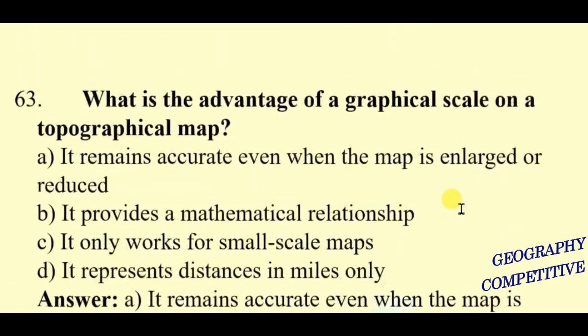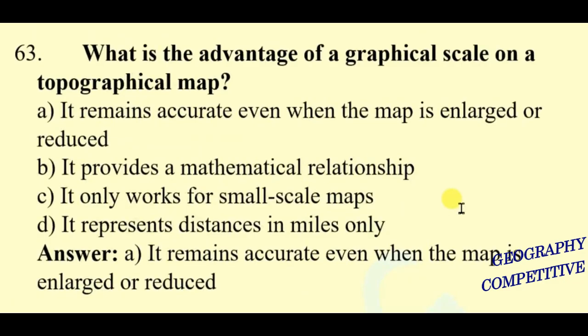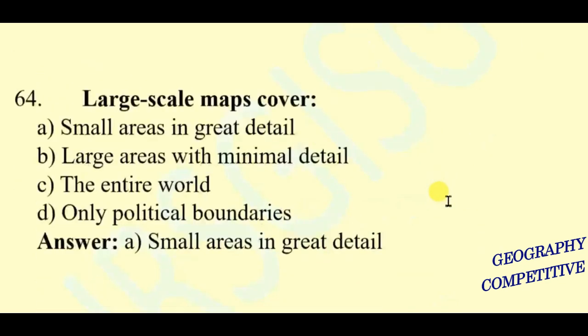Question 63. What is the advantage of graphical scale on a topographical map? It remains accurate even when the map is enlarged or reduced. It provides a mathematical relationship. It only works for small scale maps. It represents distances in miles only. Here the right answer will be it remains accurate even when the map is enlarged or reduced.